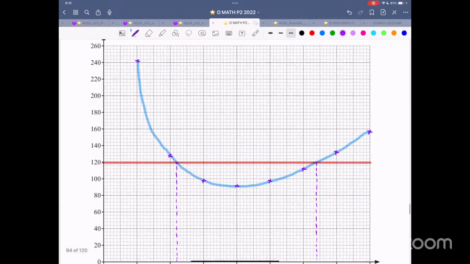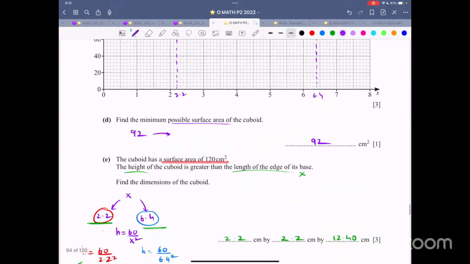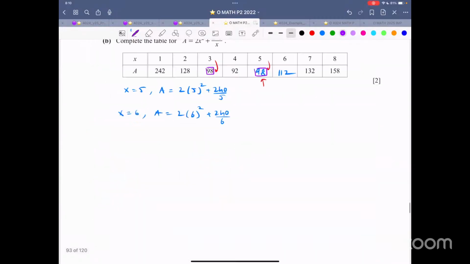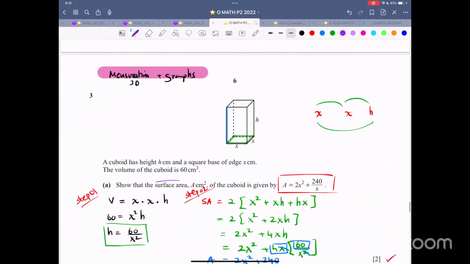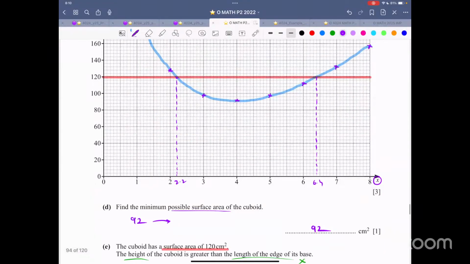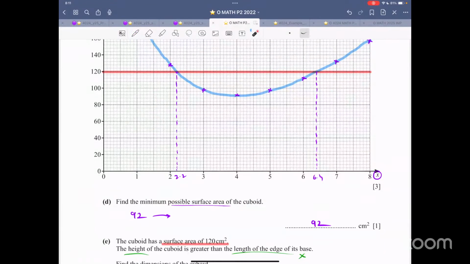And then it says, find the minimum possible surface area. So the graph is of surface area versus x, because that is what you have proven. Show that the surface area of the cuboid is given by this. The surface area is dependent upon the dimension of the base. So the minimum possible surface area would be somewhere over here, for a value of x of 4. And how much is this value? That is something like 88 or 92 or something.